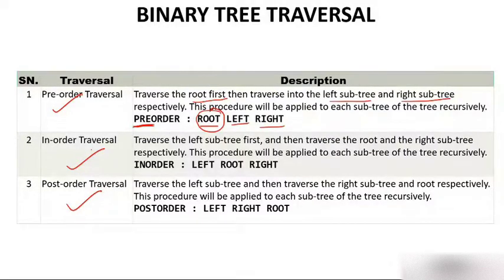Then comes in-order. Traverse the left subtree first, and then traverse the root, and then right, respectively. This means the formula is left, root, right. In means in between, so root will come in between left and right. And similarly post-order: traverse left first, right next, and then root. Because post means last. Like prepaid and postpaid, you use first and pay after. So root will come at last. So left, right, and then root.